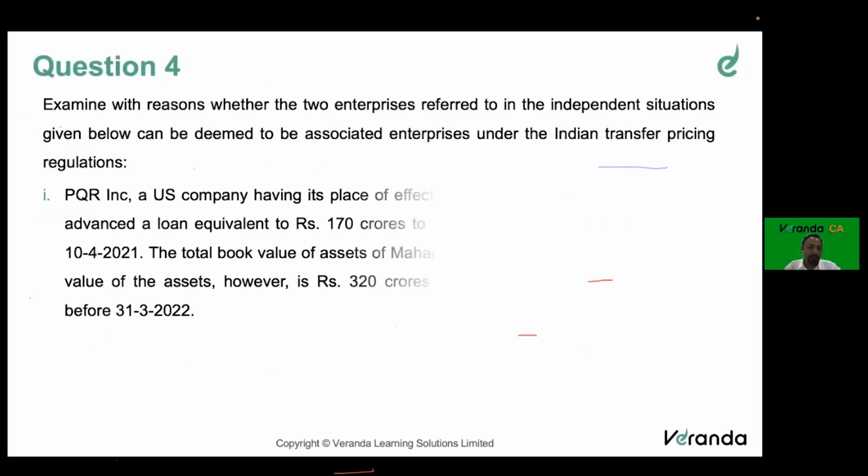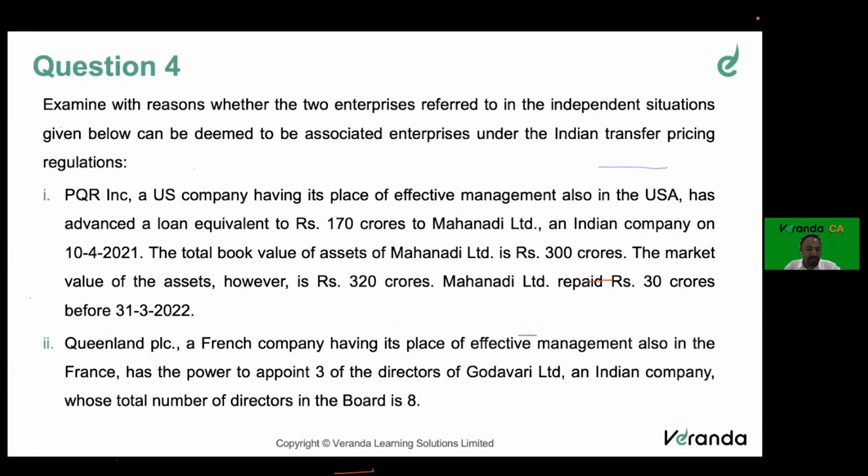Fourth question. Examine with reasons whether two enterprises are related parties or not related parties. So this question talks about whether a particular entity is a related party, that is, an associated enterprise or not an associated enterprise. So this is what we are going to see.